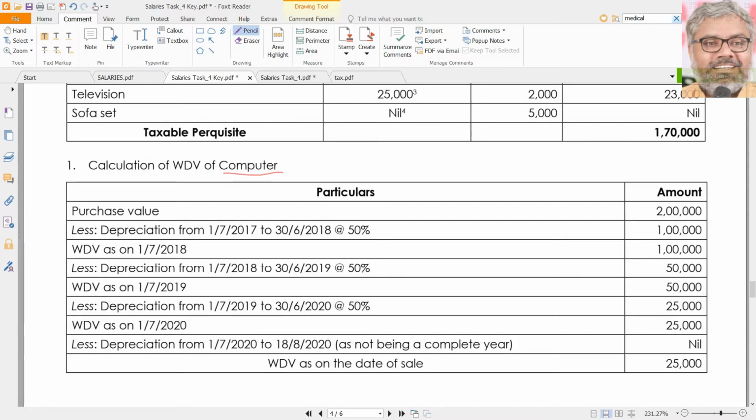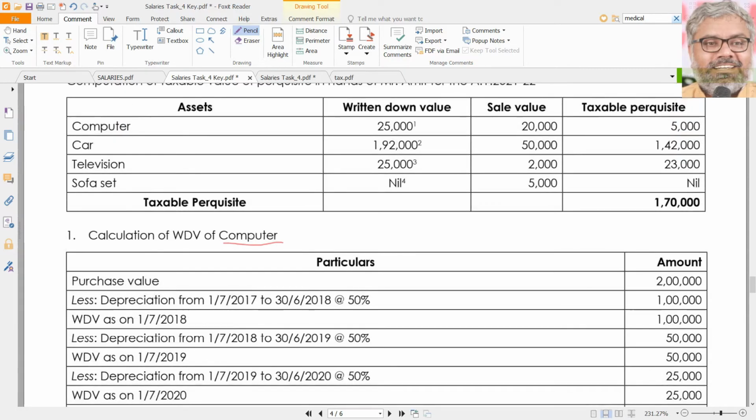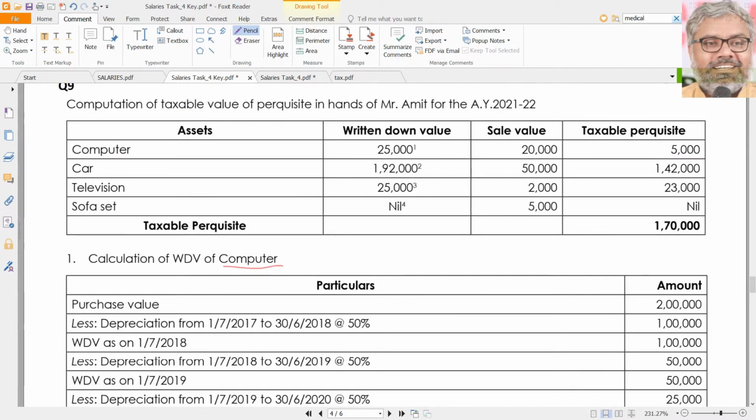For this purpose only, once again I am repeating, these depreciation percentages should not be used in PGBP at all. Are we talking about the real depreciation rates for the businessman who is the employer here? No. We are not at all worried about that. We are only talking about salaries. We are only talking about valuation of perquisite.